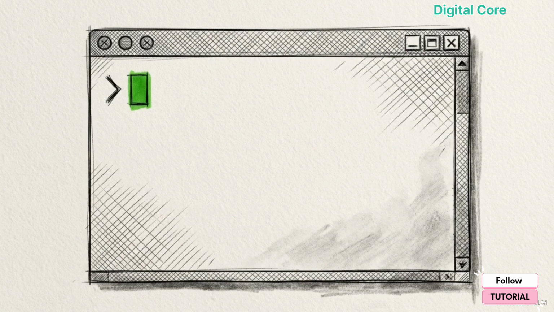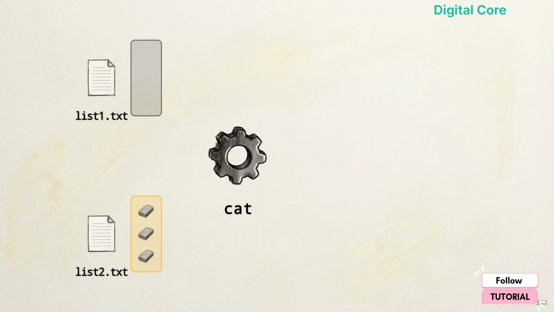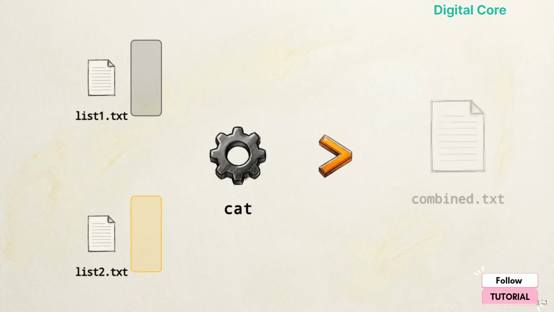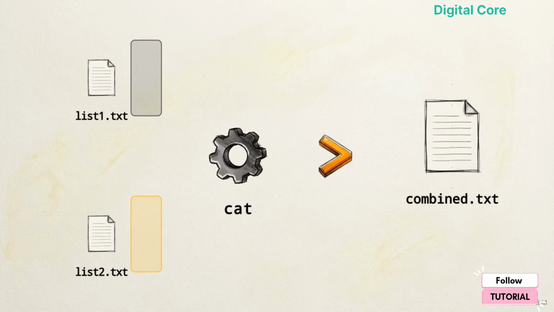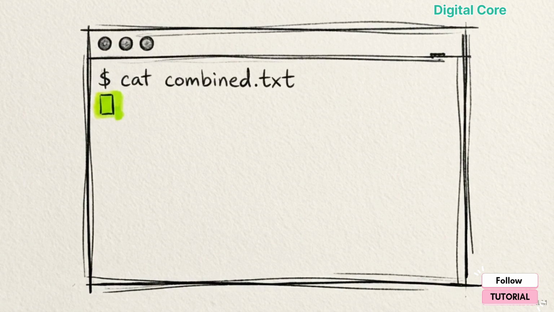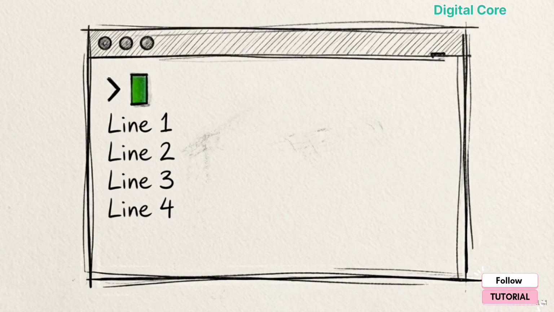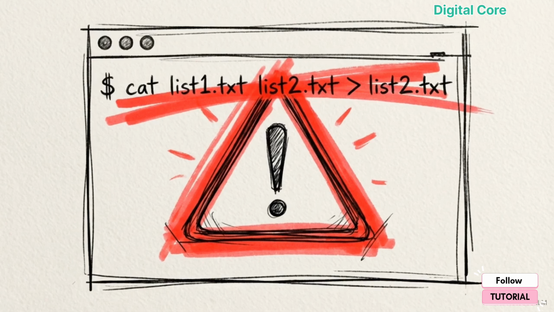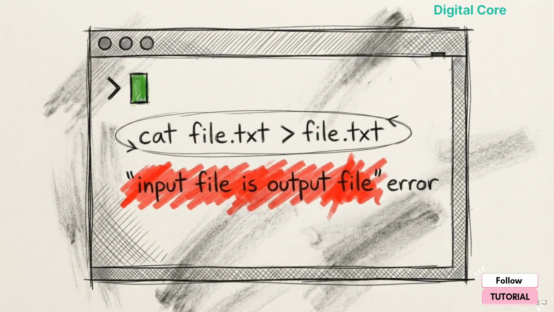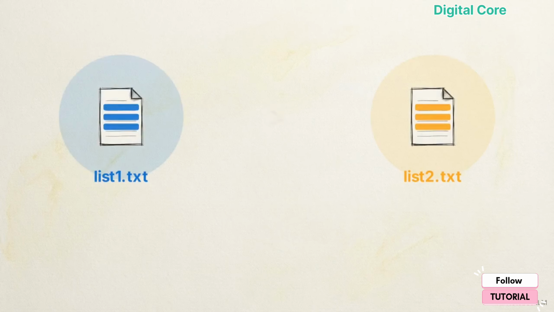Redirection also allows you to combine multiple documents into one. We will use the list1 and list2 files we prepared earlier. To merge them, type cat list1.txt list2.txt, followed by a single arrow and a new name, like combined.txt. When you view combined.txt, you will see the contents of both source files, joined in the order they were listed in your command. Avoid trying to combine 2 files and outputting the result into one of the source files using a single arrow. The terminal will return an input file is output file error. The system prevents this to ensure a file doesn't try to overwrite itself while being read.